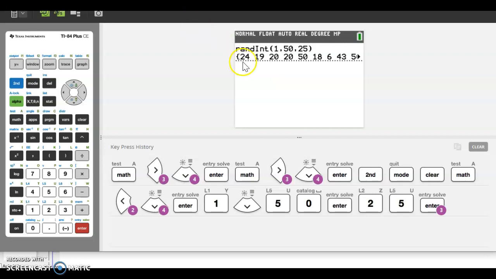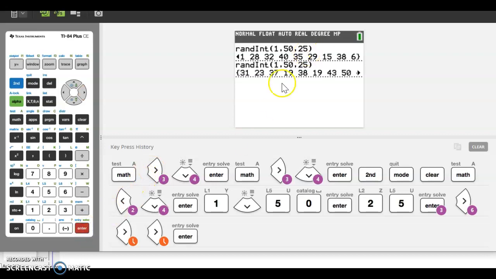So we would go through. 24 is part of the group, 19, 20. Now you might see, ooh, 20 got selected twice. Basically, we would go through all of these numbers. We have to see if any other numbers are repeated. I see another 20 in there. So you go through, and if there's any repeats, you would just have to do RandInt again. There, I did it again.